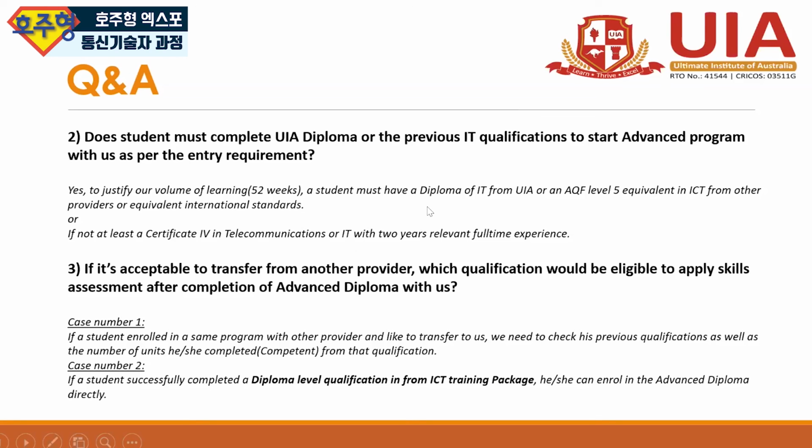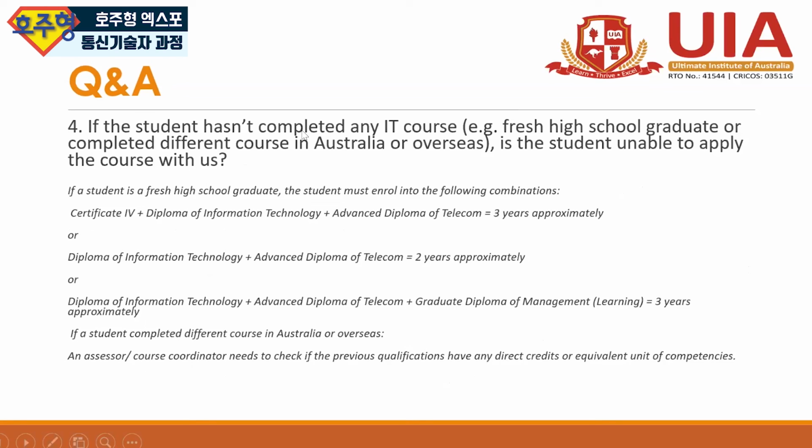So the next question: if the student has not completed any IT course, a fresh high school graduate, or completed a different course in Australia or overseas, is the student unable to apply for the course with us? No, you can enroll in certificate 4 plus diploma plus advanced diploma together. It will be approximately 3 years. Or else you can choose directly if you have a good understanding of IT.